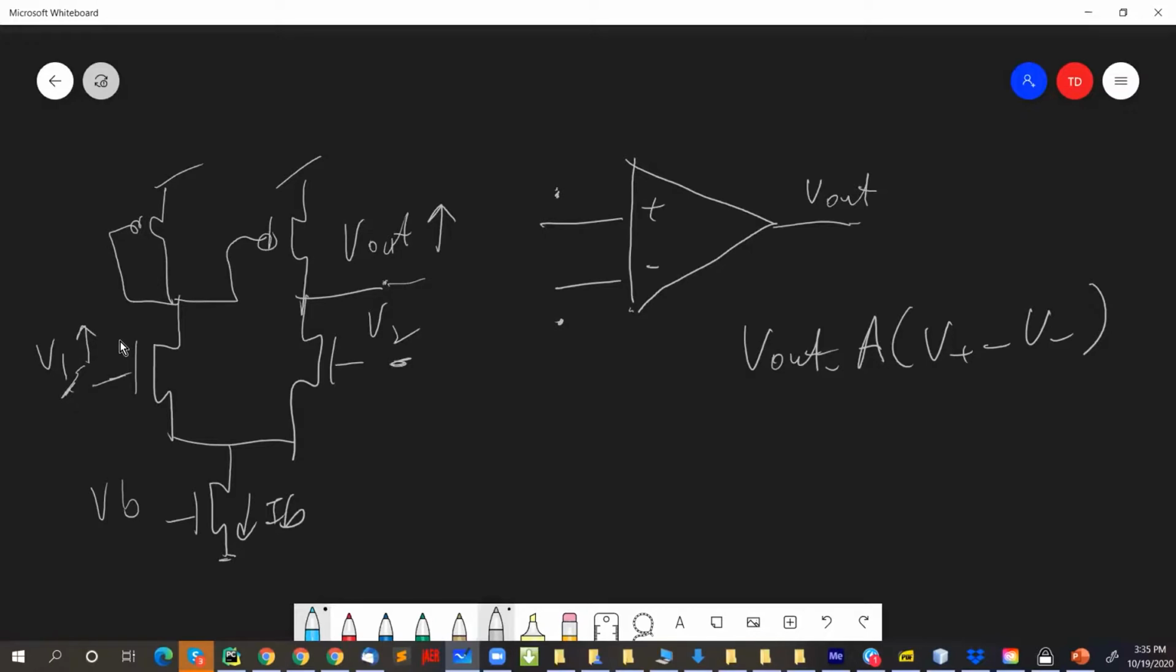Now if we do the opposite, let's see what happens. We assume this is V1, the plus node. Let's assume now that V2 goes up. So current now flows through here instead of through here, and now you have a current that's discharging V out. So the output voltage would drop. For V2 increasing, V out drops.